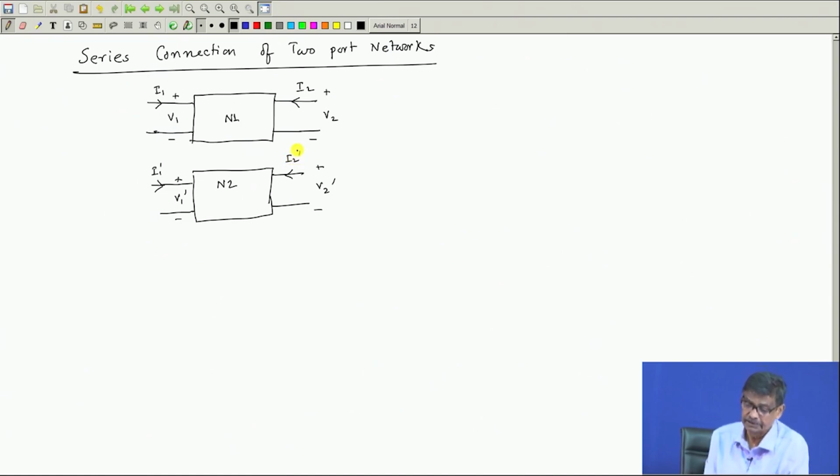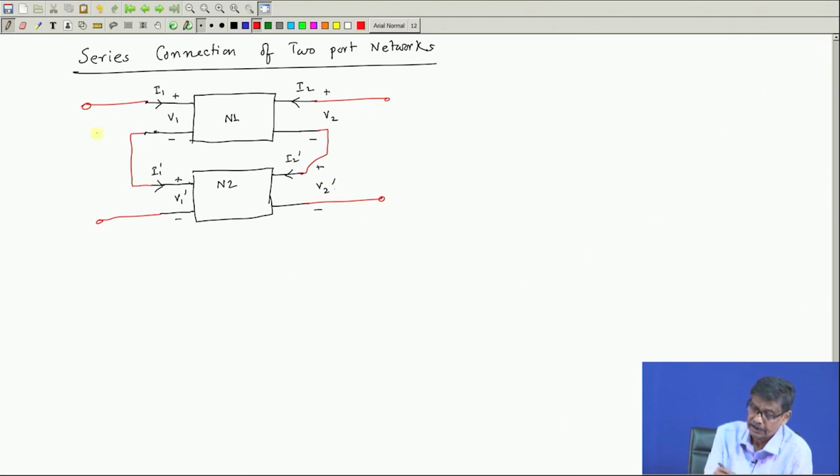First of all, what do I mean by series connection? When we say that these two port networks are in series, it means that the input ports will be series connected, that is this connection I will show with a red color. It is connected like this, and these two are the total input of this. Similarly, on the output side, you connect them in series and treat these two as output terminals.